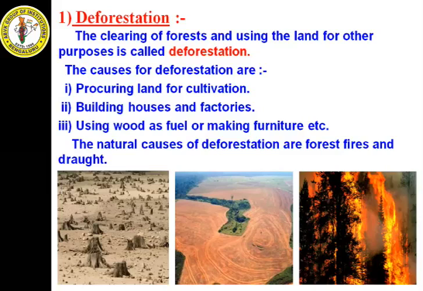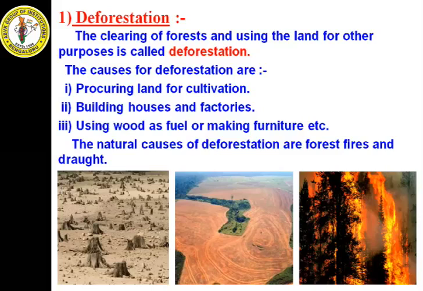Next, building houses and factories. Again, the same reason: increase in population. The increase in population has left people without homes, without buildings to stay in. So they clear the forest and start building houses and factories. Then, using wood as a fuel and for making furniture. This is also one of the main reasons they cut down the forest, because of wood. They obtain wood for furniture and also as a fuel.